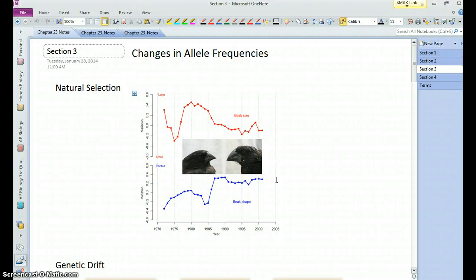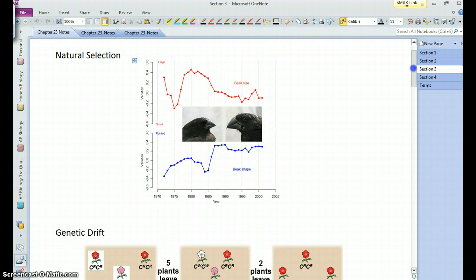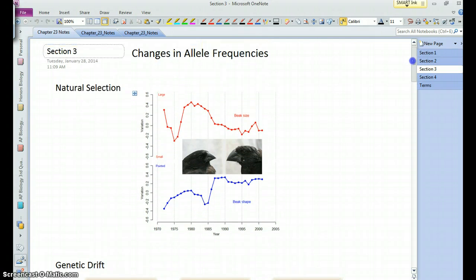Okay, so what can cause a change in allele frequencies? That is, what can cause microevolution to occur? Well, as we saw with the Galapagos finches, selection can. That is, depending on the particular year and the conditions prevailing then, certain alleles can be favored over others, and that can cause the population to change over time. So that's, of course, obviously a very important way in which evolution occurs.